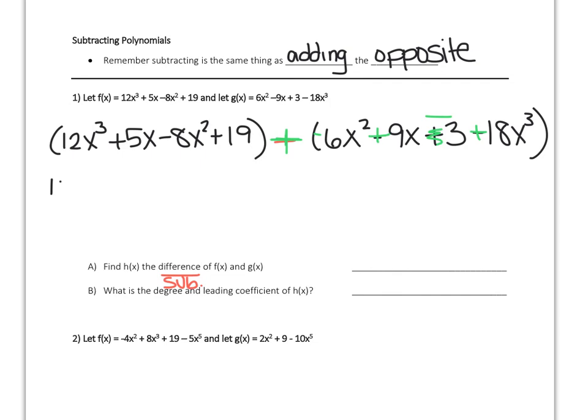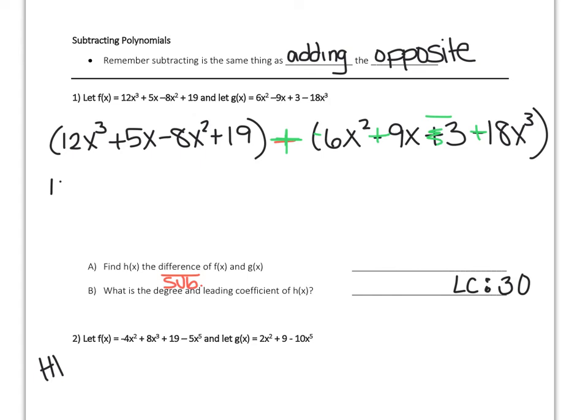And again, the degree is the highest exponent, right, highest exponent, and the leading coefficient is the number in front. So for degree, we can say is 3 because it's the highest exponent, and our leading coefficient, which we can abbreviate as LC, our leading coefficient is the number in front, which is the 30. So that is our final answer.